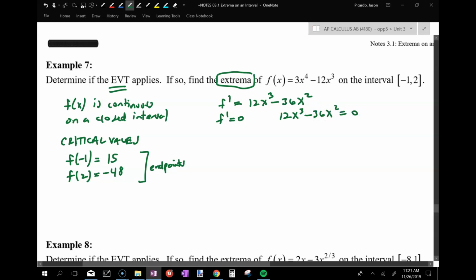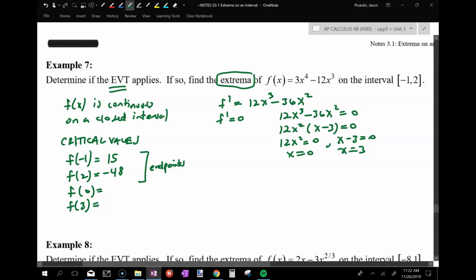So we got a little factoring to do, right? I'm going to take out a 12x squared. And what do I get? I get 12x squared equals 0, and I get x minus 3 equals 0, which means we have critical values at 0 and 3. So 2 more critical values. f of 0 and f of 3.